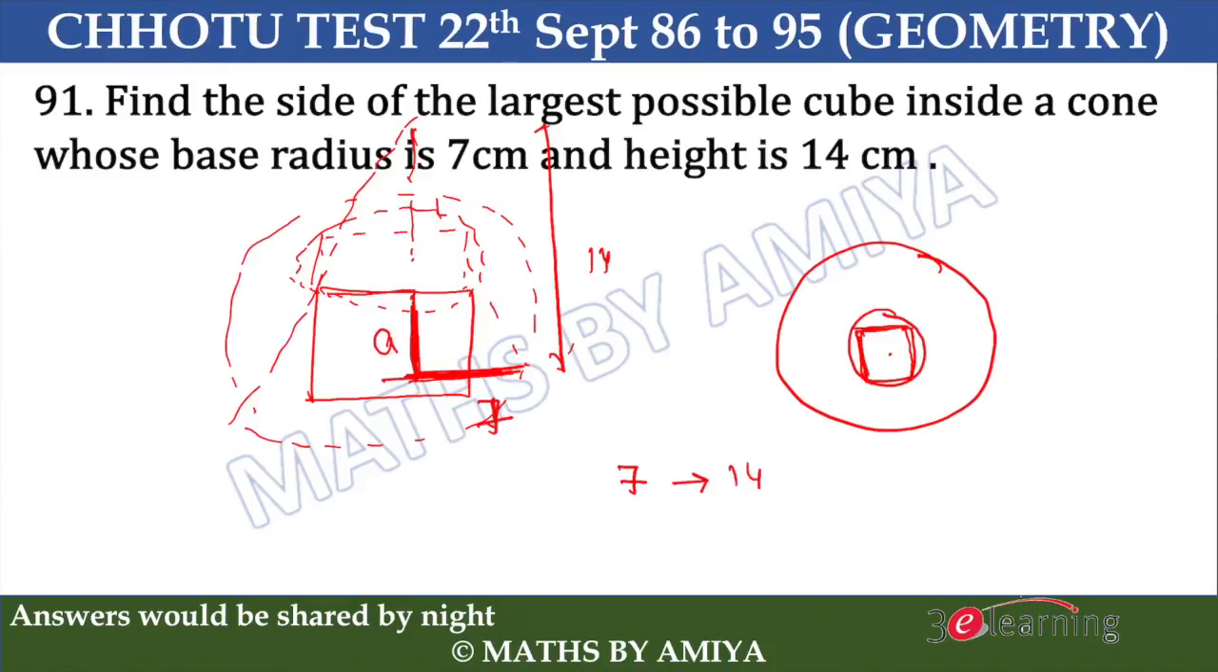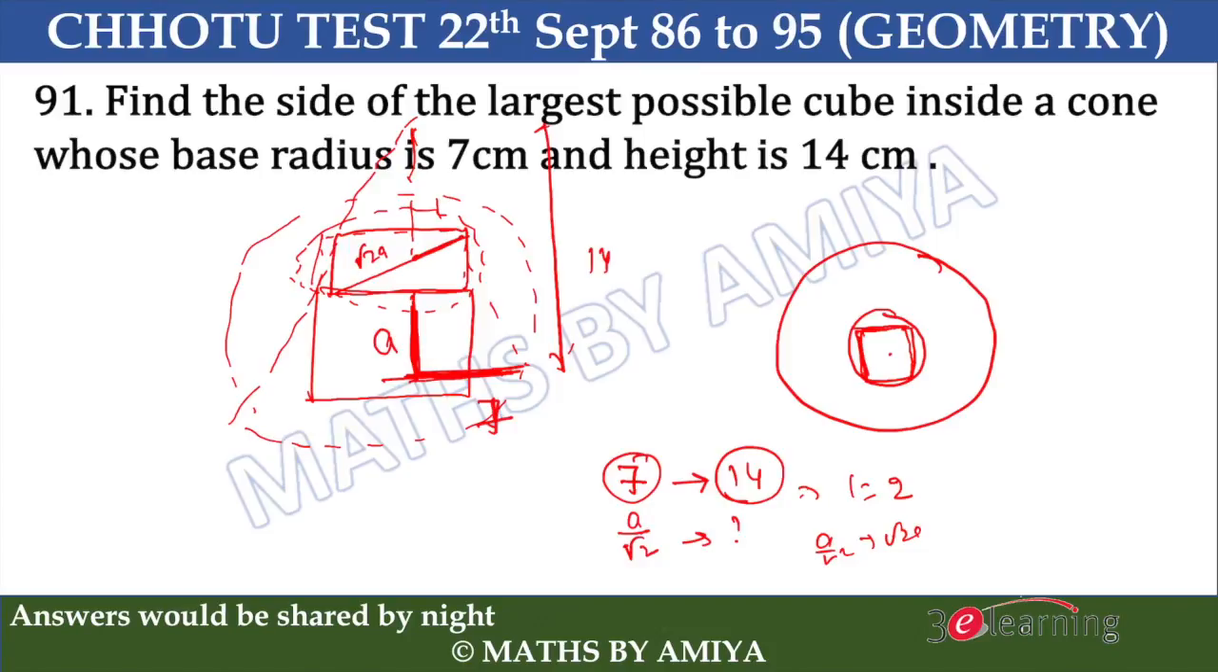If the radius is 7, our height is 14. If this one is A, this one is A, this one is A, this one is A root 2. So when the radius is A by root 2, that is root 2 A divided by 2 is the radius, what should be the height? Quite easy. For 7 we have 14, for 1 we have 2, for A root 2 we have root 2 A as the height. So this height is root 2 A, this one is A.